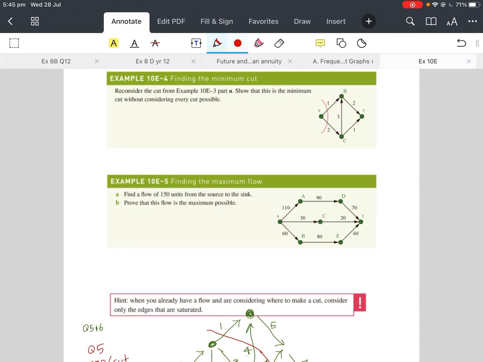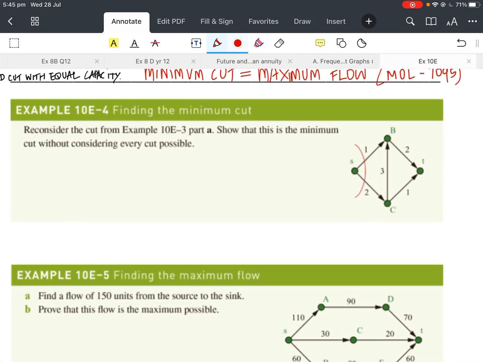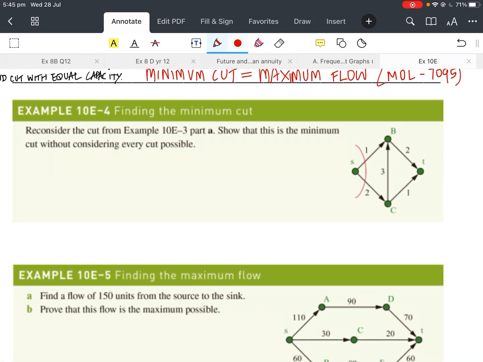So it says here, reconsider the cut from example 10E3, part A. Show that this is the minimum cut without considering every cut possible. Well, you can probably do that by looking at the flow. So what I mean by flow is if you follow the arrow direction, that's the flow.